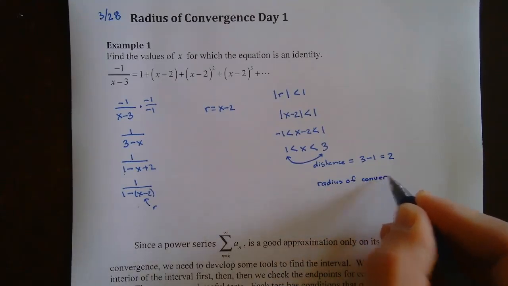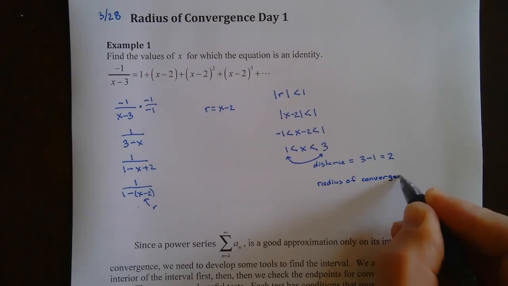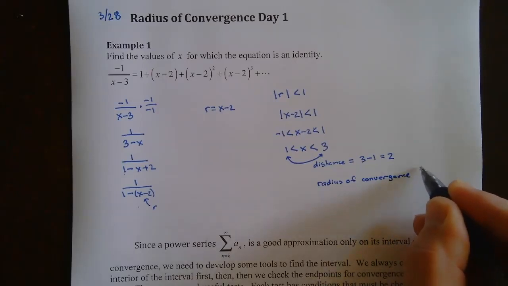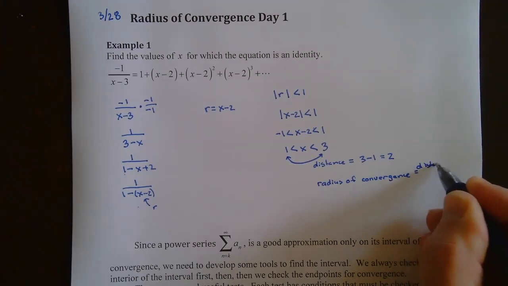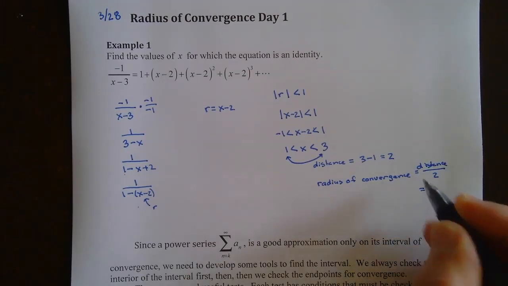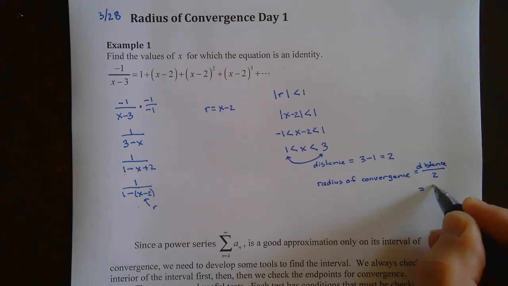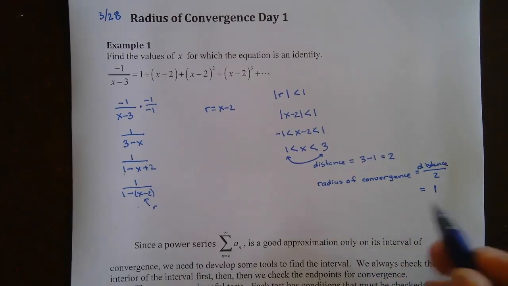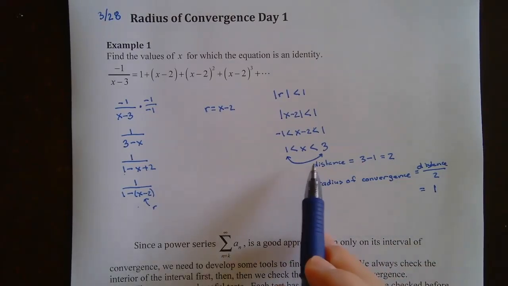I'm just going to write this. Radius of convergence is always going to be the distance divided by 2. So that's going to be 2 divided by 2, which would be 1 in this case. So that would be the radius of convergence in this problem.